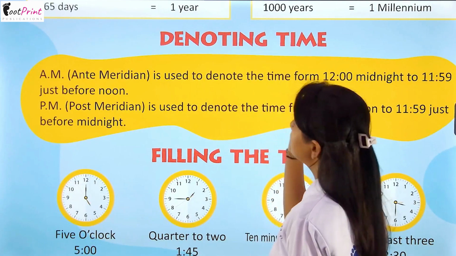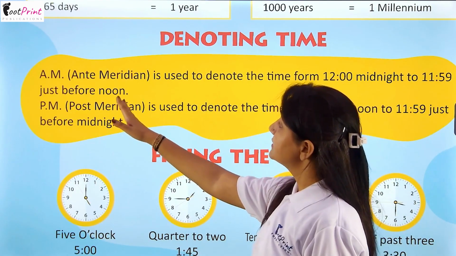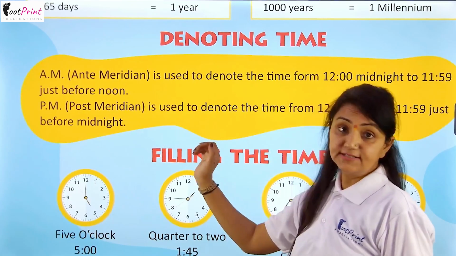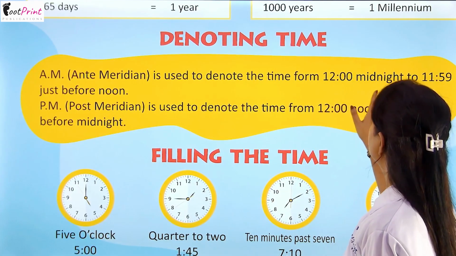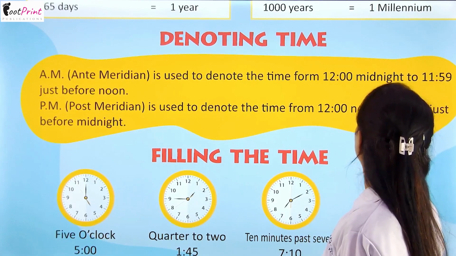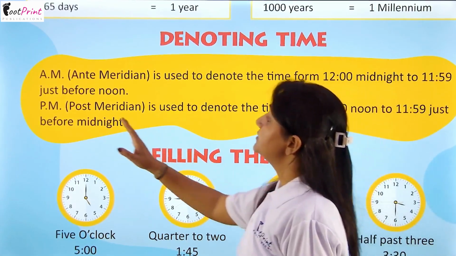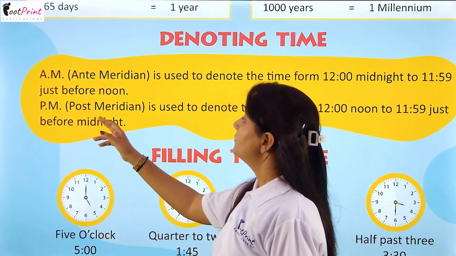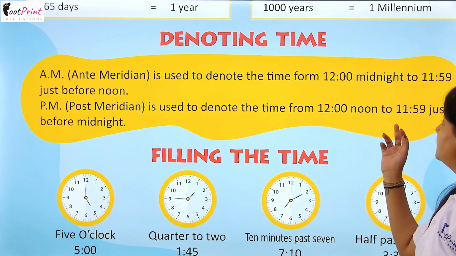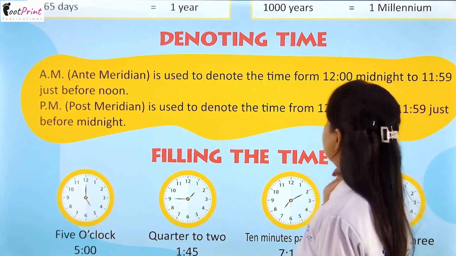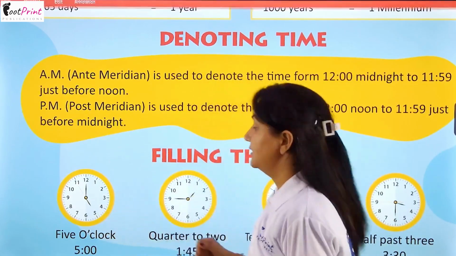Now, denoting time. AM means ante-meridian, and is used to denote the time from 12 midnight to 11:59, just before noon. PM, post-meridian, is used to denote the time from 12 noon to 11:59, just before midnight.